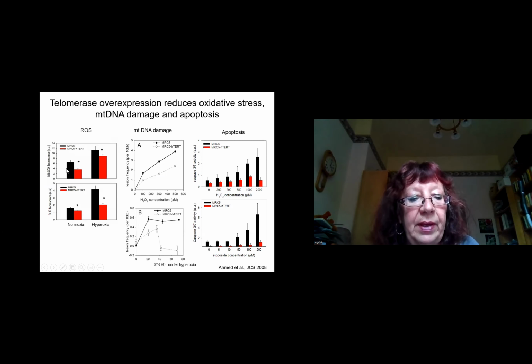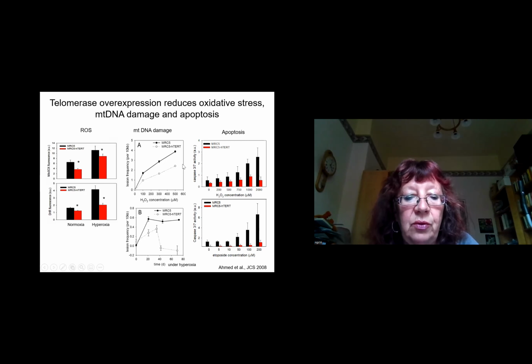We now compare here in black the parental fibroblasts, which don't have the TERT protein, with red ones, which are hTERT overexpressing, and we measure the oxidative stress. First we have the mitochondrial superoxide using a MitoSOX. It is already decreased under normal condition, and it is also decreased even more if we look at all intracellular peroxide in the cell under hyperoxia.